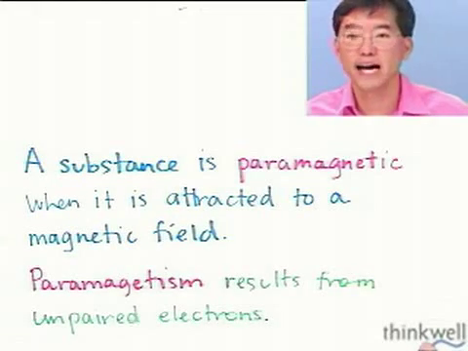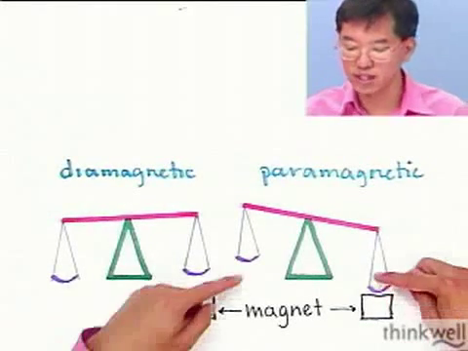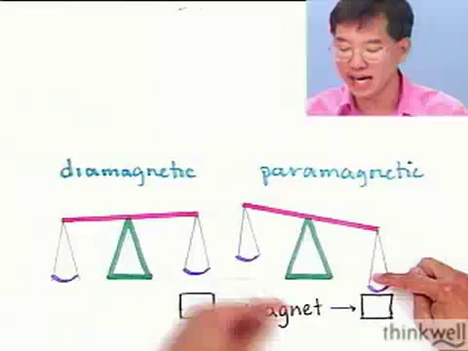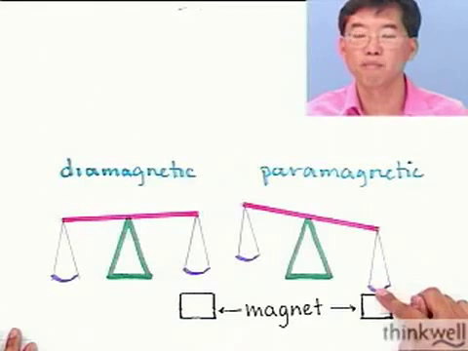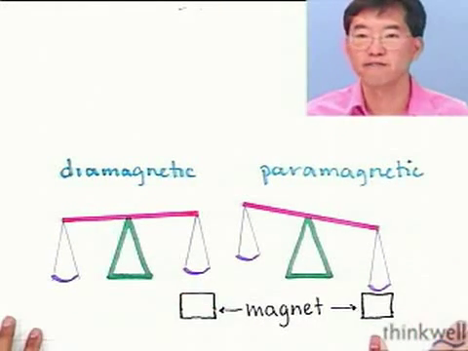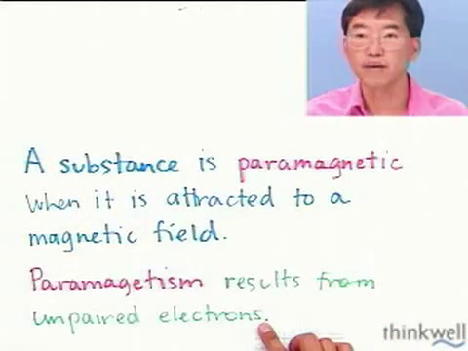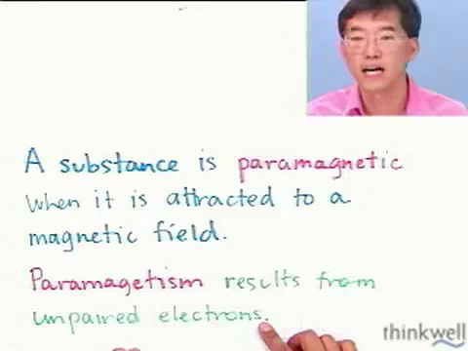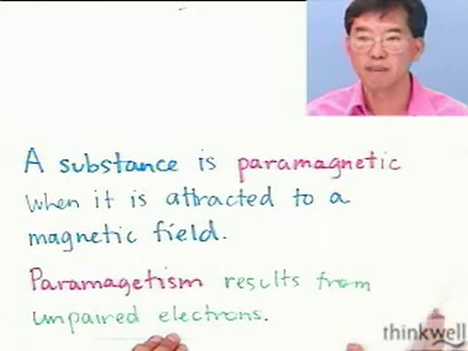Now, in contrast, a substance is paramagnetic when it does have unpaired electrons. And the way we show that is with the same Faraday balance, except again, it starts out exactly balanced, and now we bring up a magnet, and now the sample appears to weigh more in the presence of a magnetic field rather than when there's no magnetic field there at all. And paramagnetism results from unpaired electrons. So if a sample has unpaired electrons, it's going to be paramagnetic.